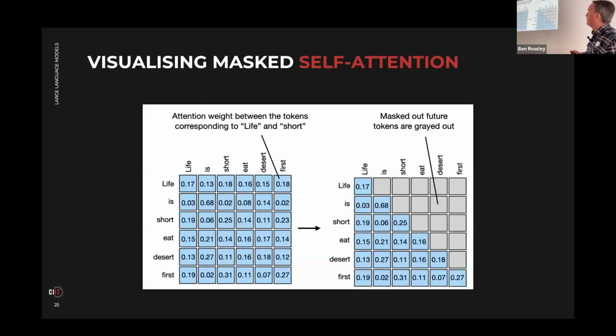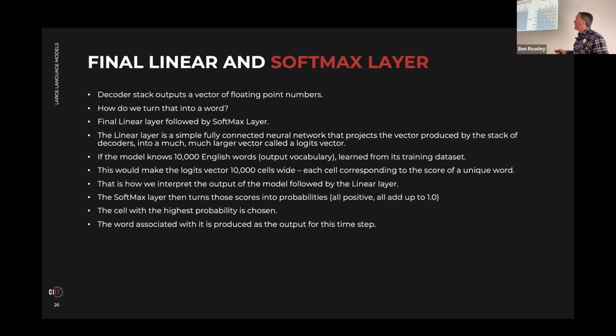Here we see a quick visualization of masked self-attention. I think it's fairly clear what's happening here. Here we see that every token is taking something from every other token, but here it's only taking something from the tokens behind it.